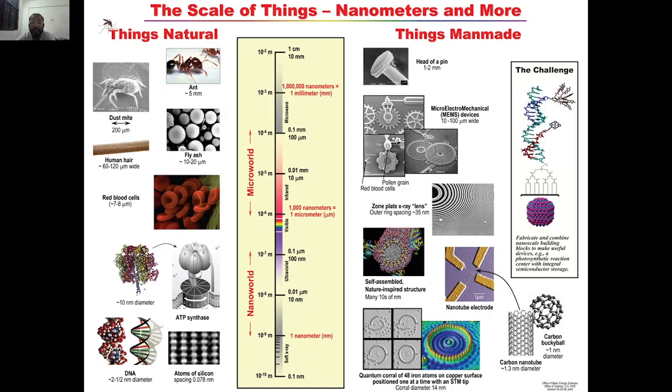They are truly the natural nanostructures which are performing a lot of work inside our body. For example, RBC. In RBC, we have the red blood cells. That means these red blood cells are responsible for carrying oxygen throughout our body.